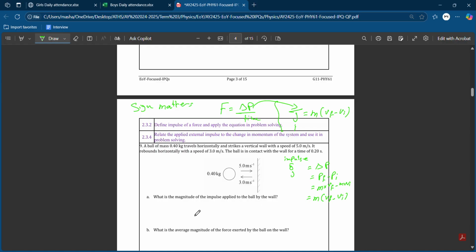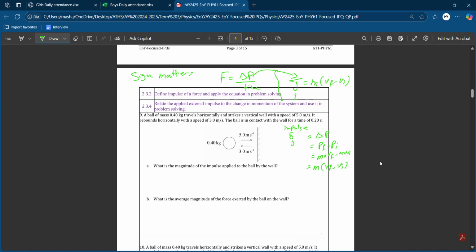So let's go and check question 9. A ball of mass 0.4 kilogram travels horizontally and strikes a vertical wall at a speed of 5 meters per second, and it rebounds horizontally with a speed of 3. We said that if it rebounds, the velocity will be negative. So V initial equals 5, V final equals negative 3, because it rebounded, and he gave us the time, 0.2. What is the magnitude of the impulse?